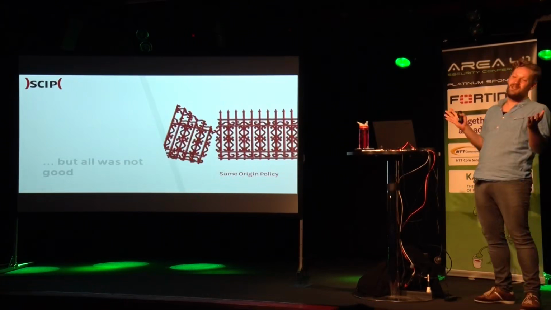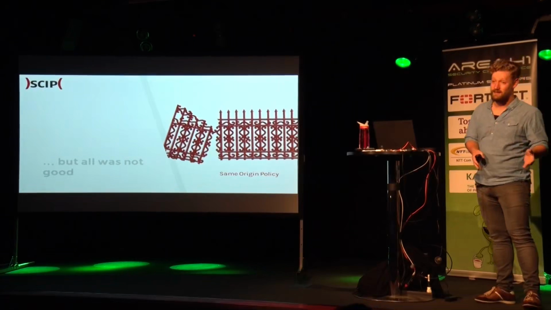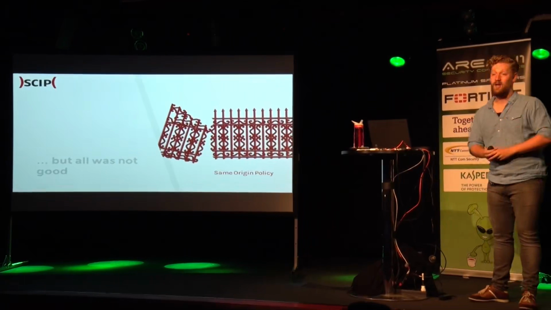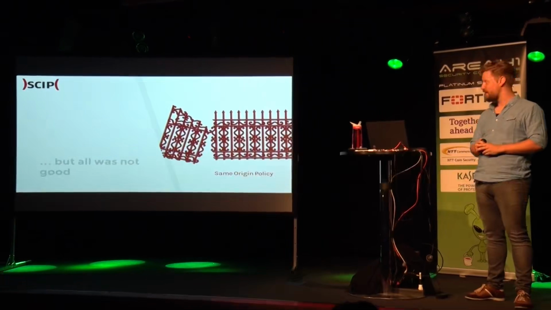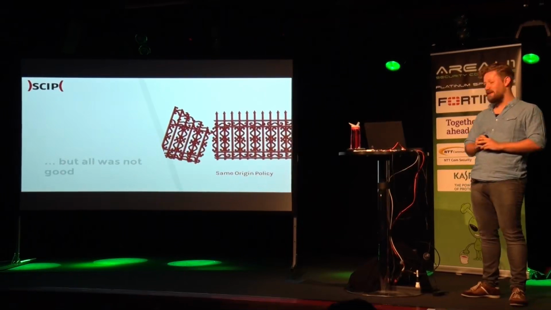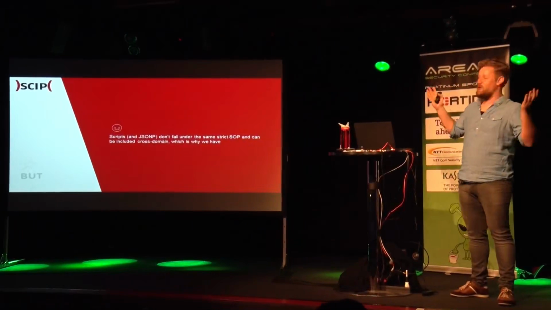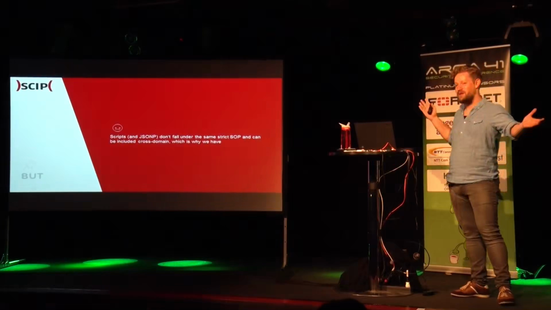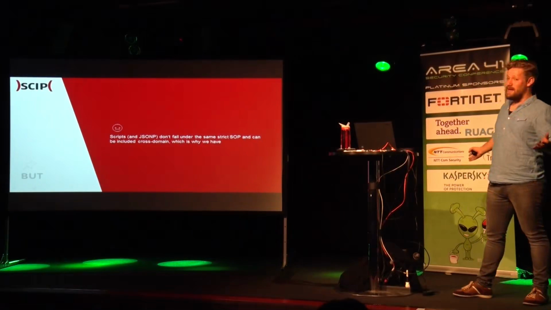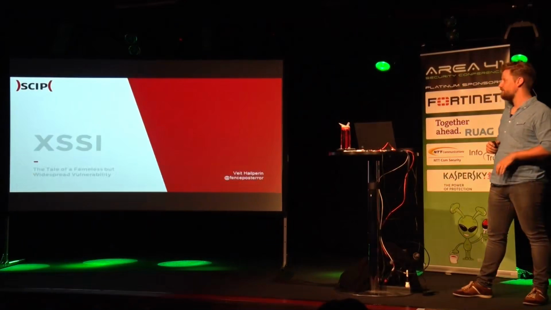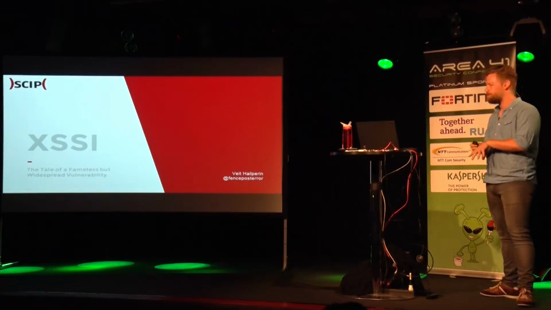But all was not good, because now the local brewery could access data from the king's treasury. So, to avoid that, they also developed the same origin policy to keep him out. But this doesn't really hold for all content types, including scripts and JSONP. They can be included cross-domain, and that is why we have cross-site script inclusion, and that was the tale of a fameless but widespread vulnerability.